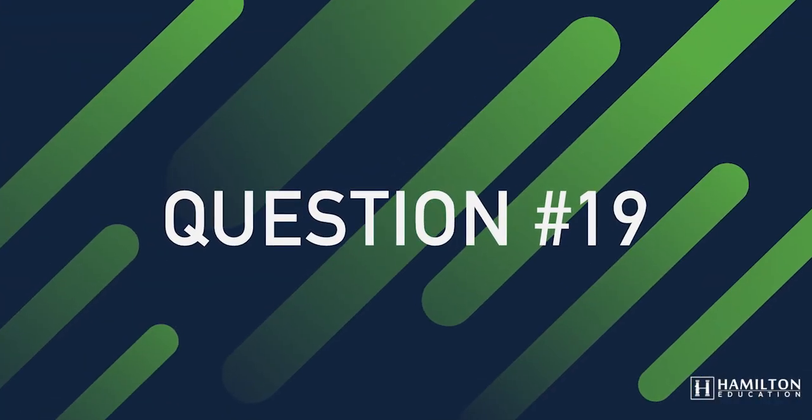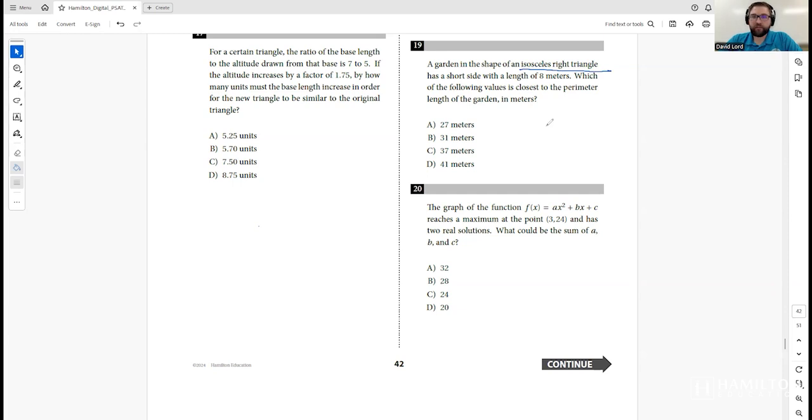Question 19, a garden in the shape of an isosceles right triangle. Again, very useful triangle to know. Isosceles right triangle means both sides are equal, and then it's s root 2 for the hypotenuse. Has a short side with a length of 8. So then this is 8, this is 8, and this is 8 root 2. Which of the following values is closest to the perimeter?